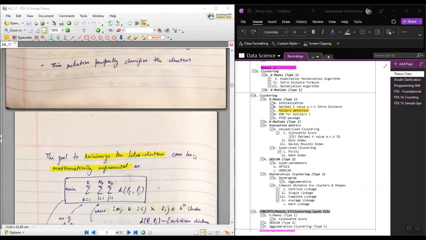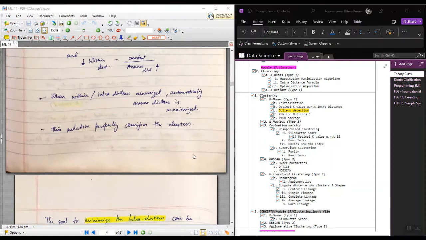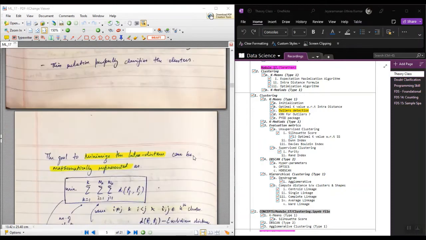So from this we understand that we have to reduce the within distance. The clusters which have low intra distance are properly clustered. So our goal is to minimize the intra distance.